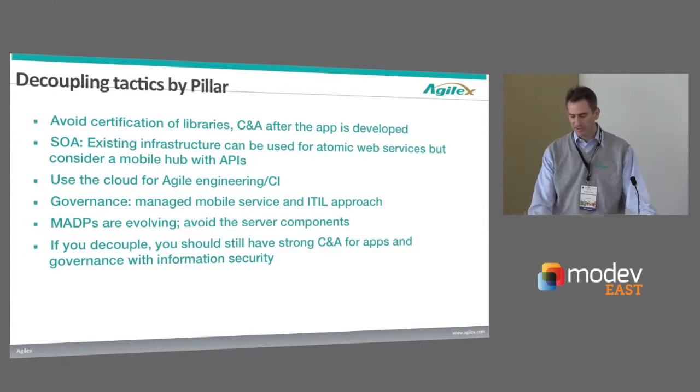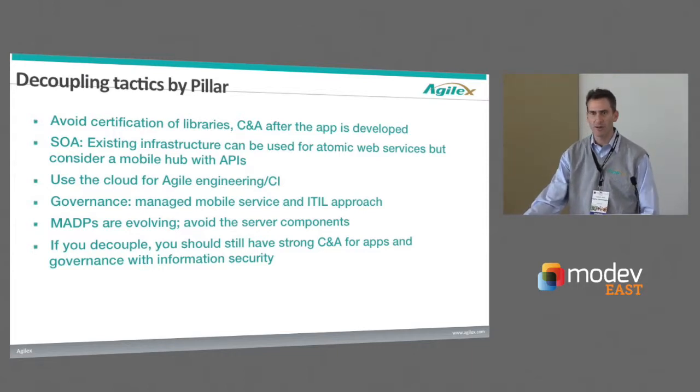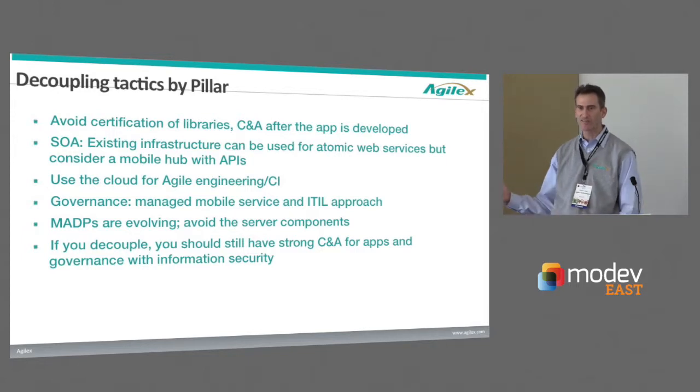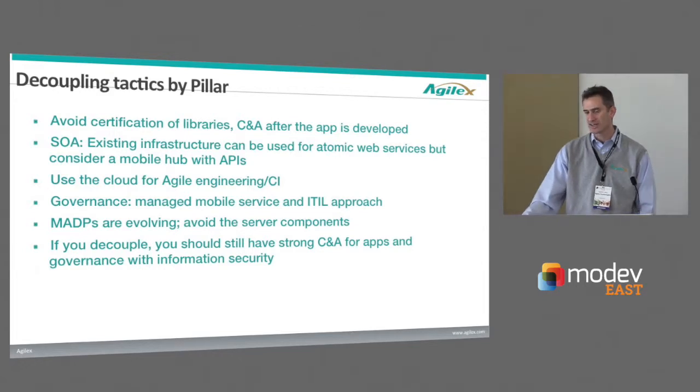So that's just some of the overview of these key pillars, some of the techniques for decoupling, some of the areas to consider. To summarize some of the tactics: avoiding the certification of libraries and doing CNA after the app is developed. I've had customers saying, well, you're wanting to use all these JavaScript libraries, and we've got to run all these through some ITK review board. And we're saying, you'll never keep up. You cannot keep up with the change that's going to go on. It's an impossible task. So we try to move them to say, leverage what's out there in the open standards, but you can do all the CNA after the app is built. So that's, I think, a key tactic.